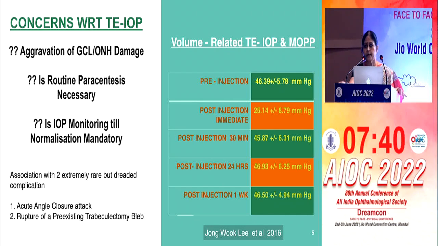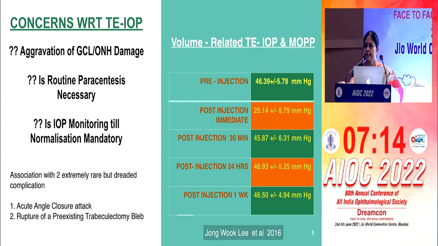This transient high IOP elevation could be associated with two extremely rare but dreaded complications, that is a blowout of a trabeculectomy bleb, or some of these patients, when a lot of volume is injected into the vitreous cavity as a bolus, can push the lens iris diaphragm forward, and there have been instances when this has resulted in an acute angle closure attack.